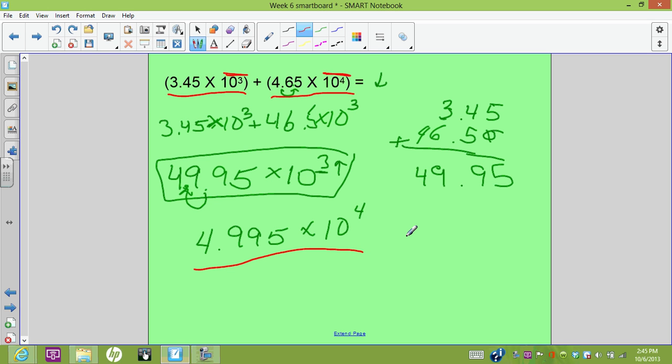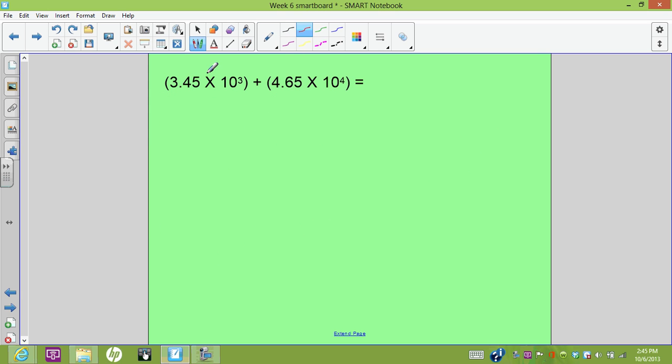Now, I said earlier that I could actually go through and make either one of these numbers the faker, and it would be perfectly fine. So I'm going to show you how to do the same problem, making the first scientific notation number a faker. So I have 3.45 times 10 to the 3rd.